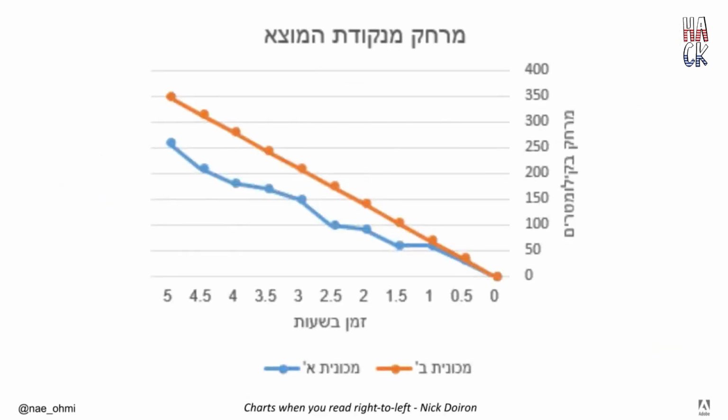This is another example of Hebrew from a Wikipedia article, where we can see the X and Y axes in this example have been flipped. And the chart, everything is reading right to left.